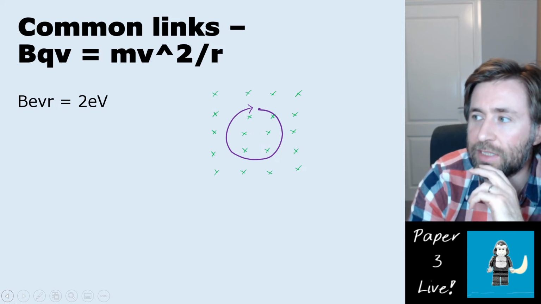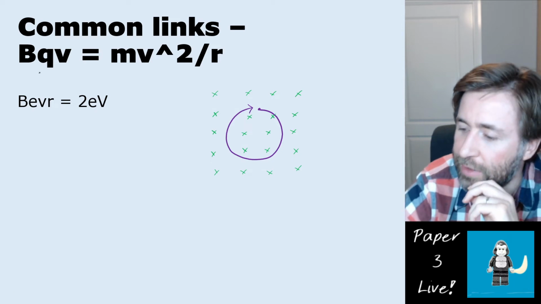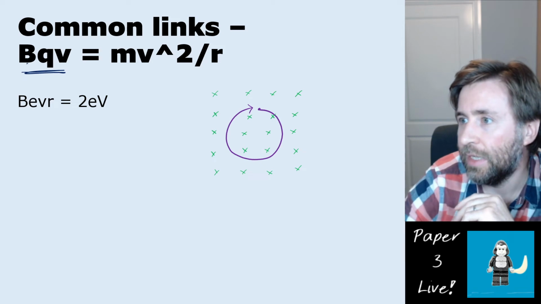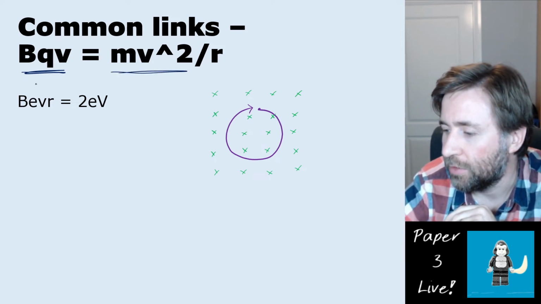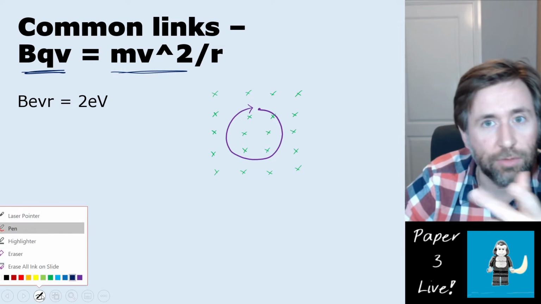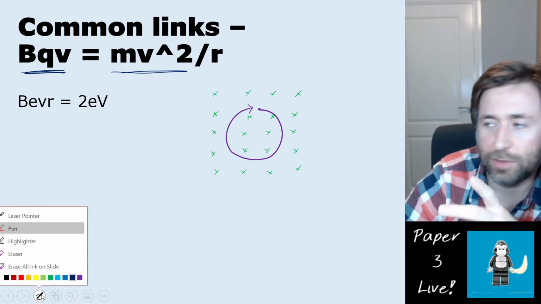Another common link is the idea of the magnetic force on a charged particle moving through a field. So B is the field strength, and link it to circular motion. So let's say we've drawn a charged particle here. First of all, let's say we wanted to work out what the charge was on the particle, whether it's positive or negative.